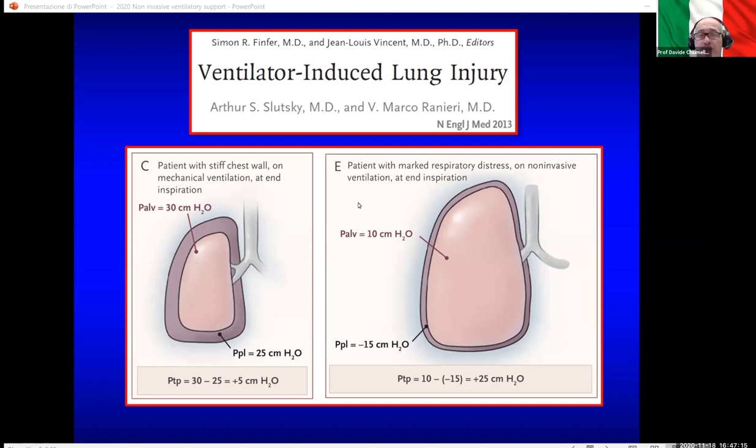Look here. Here is a typical patient that we can find, for example, with a respiratory failure. And we apply non-invasive ventilation with, for example, a pressure support of 10 centimeters of water. So in the alveoli, at end inspiration, the pressure is the pressure applied from the ventilator. But because the patient presents a very high inspiratory effort, it can generate a very negative pleural pressure. So the transpulmonary pressure is very high. Look here, 25 centimeters of water. This transpulmonary pressure can be present in passive condition in patients with severe ARDS. So it does not make any sense to say that non-invasive ventilation is less injurious compared to invasive ventilation. It depends on the transpulmonary pressure generated during inspiration.